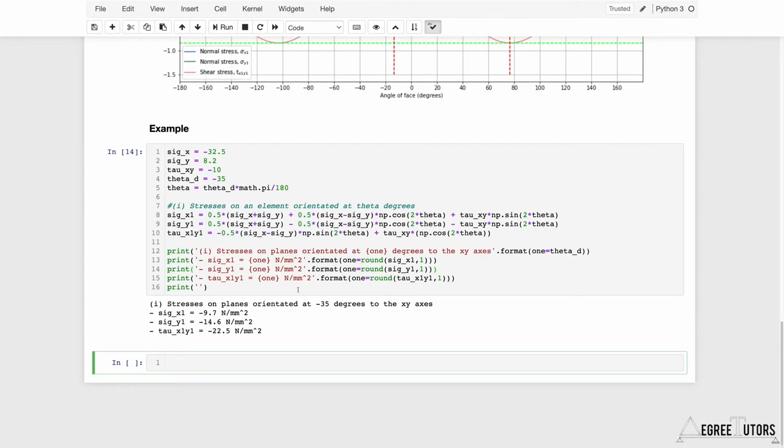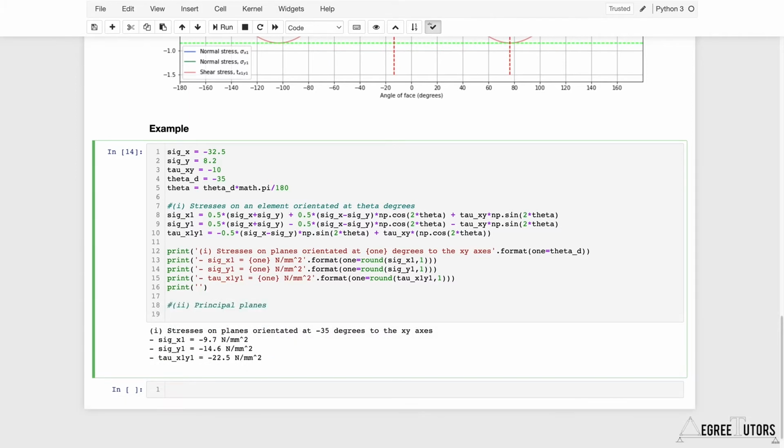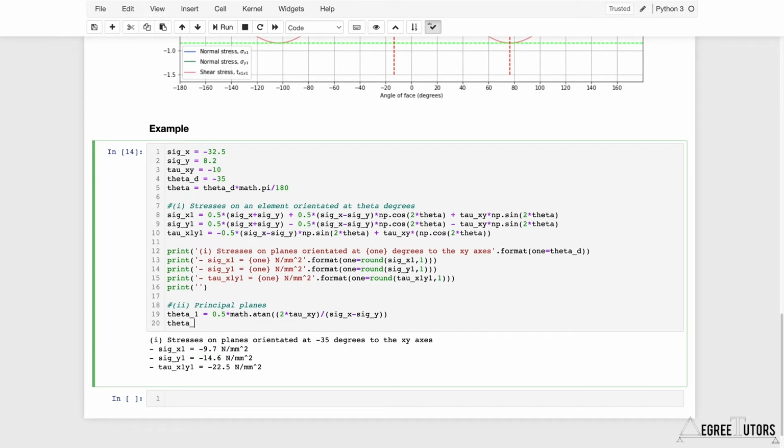Let's move on and calculate our principal planes. Okay, so the first one, let's say theta 1 is going to be, and we'll just put in the equation that we had previously, so 0.5 times math.atan, so tan inverse. So this is going to be tan inverse of something over something else. All right, the numerator is going to be 2 times the tau xy, and the denominator is sigma x minus sigma y. So then I'll say theta 2 is going to be theta 1 plus 90 degrees, and 90 degrees in radians is math.pi over 2.